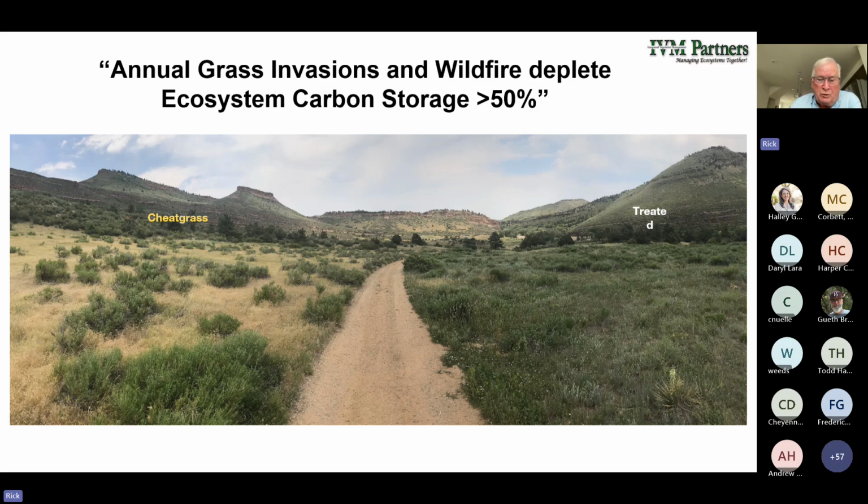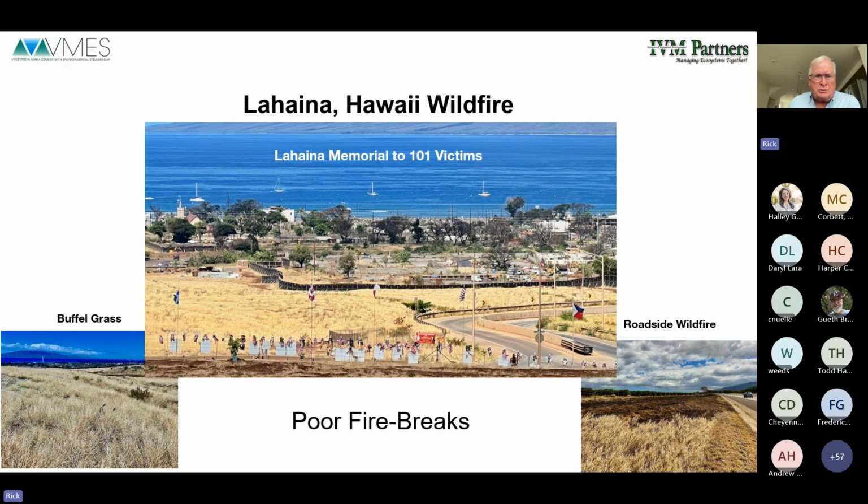But not only that, if you're looking at carbon, if you have native plants, they're going to store the carbon versus if you have something like cheatgrass. And I did consulting with Maui last year, and it's pretty troubling when you come into Lahaina and you see all the signs and pictures of the 101 people that died in that fire. But they have buffalo grass, but they haven't been controlling the grasses and making good fire breaks.